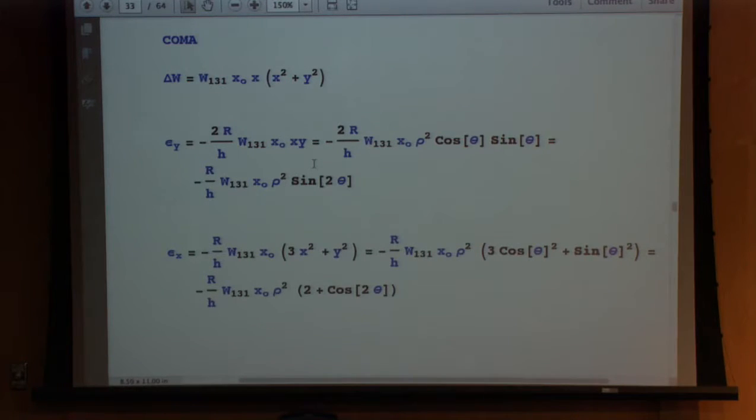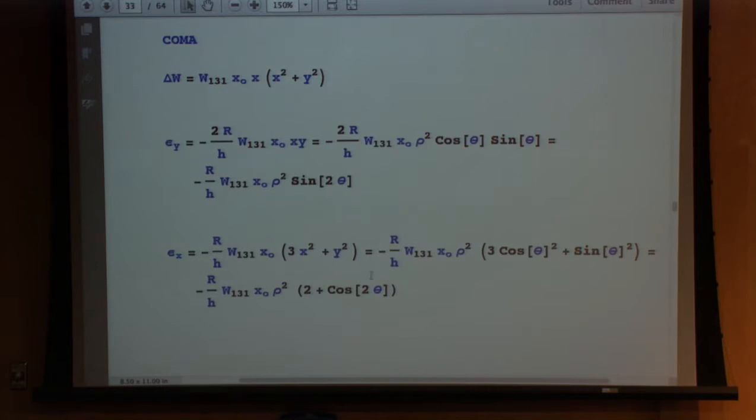and so partial with respect to y is a little bit easier. We get minus 2 r over h, W131 x naught xy. And then I can plug in here what x and y are in terms of rho and theta. And then I use a trig identity here to find out that this goes as minus r over h, W131 x naught rho squared sine of 2 theta. 2 theta. Interesting. We'll see that in a minute.